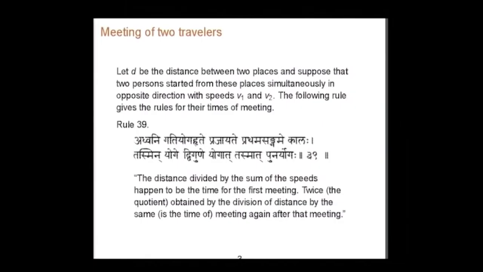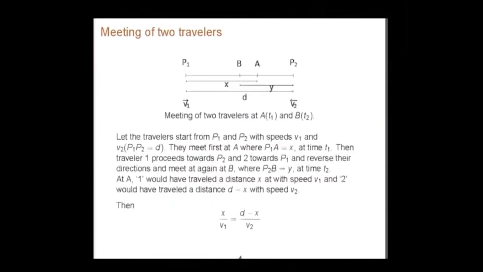Distance divided by the sum of the speeds is the time for the first meeting. Twice the quotient obtained by the division of distance by the same is the time of meeting again after that meeting. Tasmin yoge dvigune yogat tasmat punar yogaha, and they are meeting again, the second meeting.